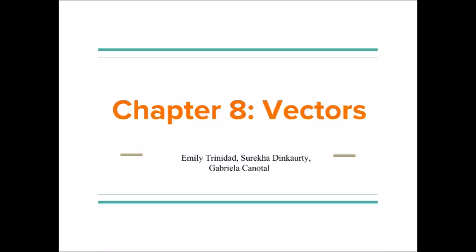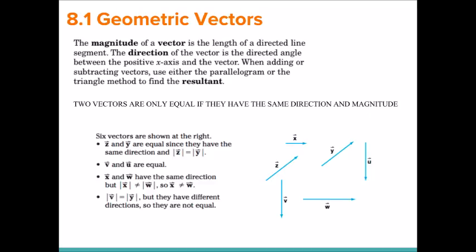Chapter 8, Vectors. 8.1 is geometric vectors. The magnitude of a vector is the length of a directed line segment. The direction of a vector is the directed angle between the positive x-axis and the vector itself. So one important thing that you should know for the final is that two vectors are only equal if they have the same direction and magnitude.